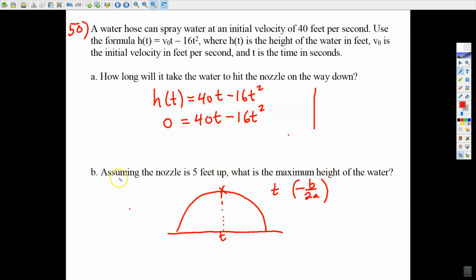Now the trick here is, assuming the nozzle is 5 feet up, so you're going to have to go ahead and use your formula, find h of t, the height, and then you're going to have to add 5 to that. All right, that's what this is referring to. The function has not been adjusted for the fact that the nozzle is 5 feet up off the ground initially. So find the AOS, plug it in for t to get the height, and then whatever that number is plus 5 will be your maximum height of the water.